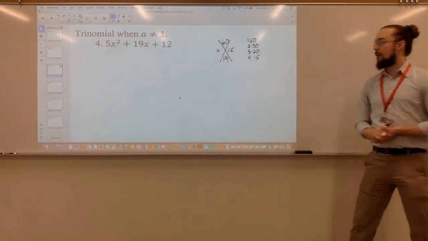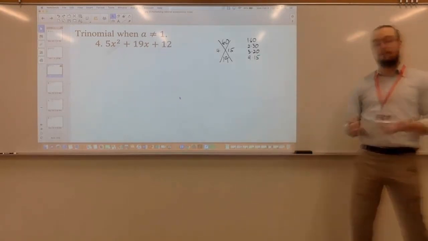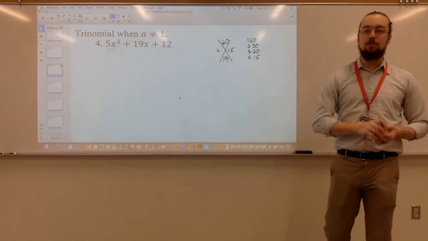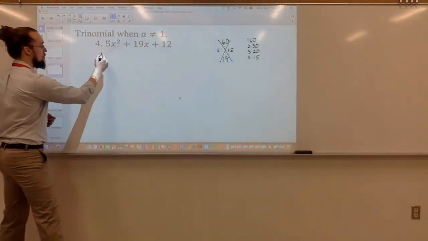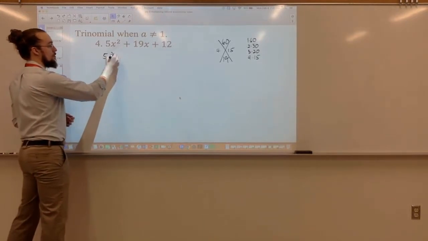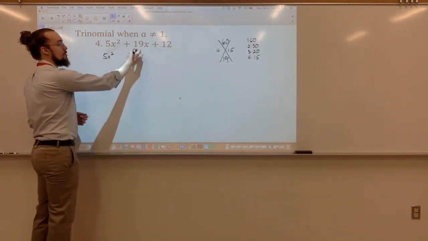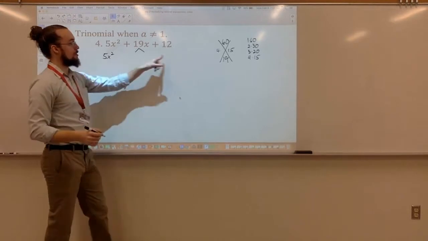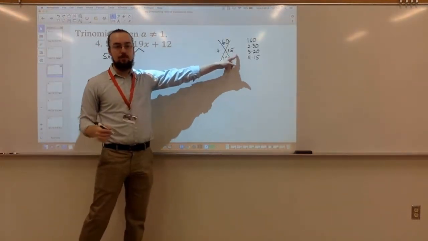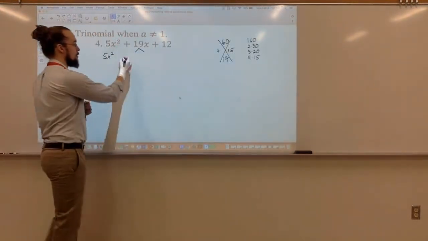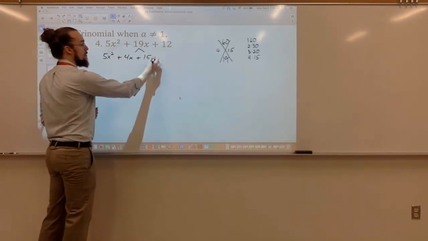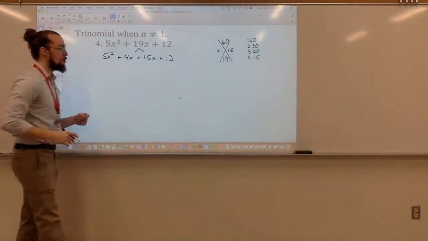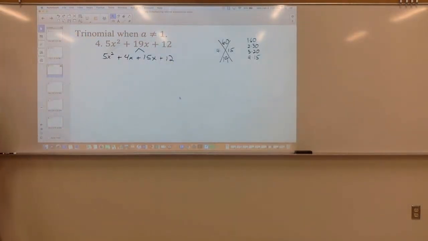So what do I do with that now? Since my leading coefficient is not 1, I cannot go straight to factors. You bring down the 5x squared and the 12, and then you break the middle term into two x terms. Exactly. So this 19x is going to become 4x plus 15x. We're going to use these two numbers that we just found. So I'll say plus 4x plus 15x plus 12. And now we factor by grouping.